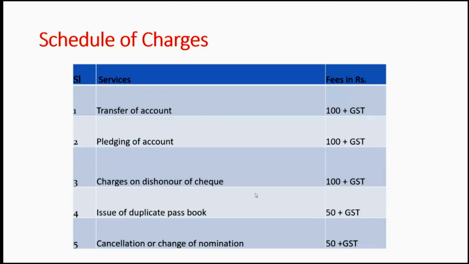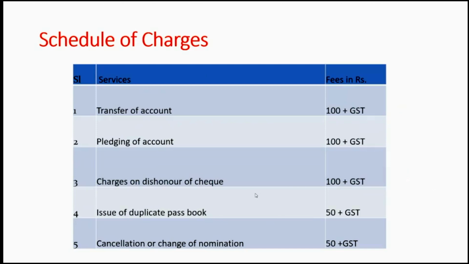That is, for transfer of an account from one office to another, the schedule of charges is rupees 100 plus GST, and for pledging of an account it is also 100 plus GST, and the charges on dishonor of a check, that is the charges which will be charged on bouncing of a check, are the same, 100 rupees plus GST. So for transfer of an account, pledging of an account, and charges to be collected for a dishonor of check, it is the same: rupees 100 plus GST.